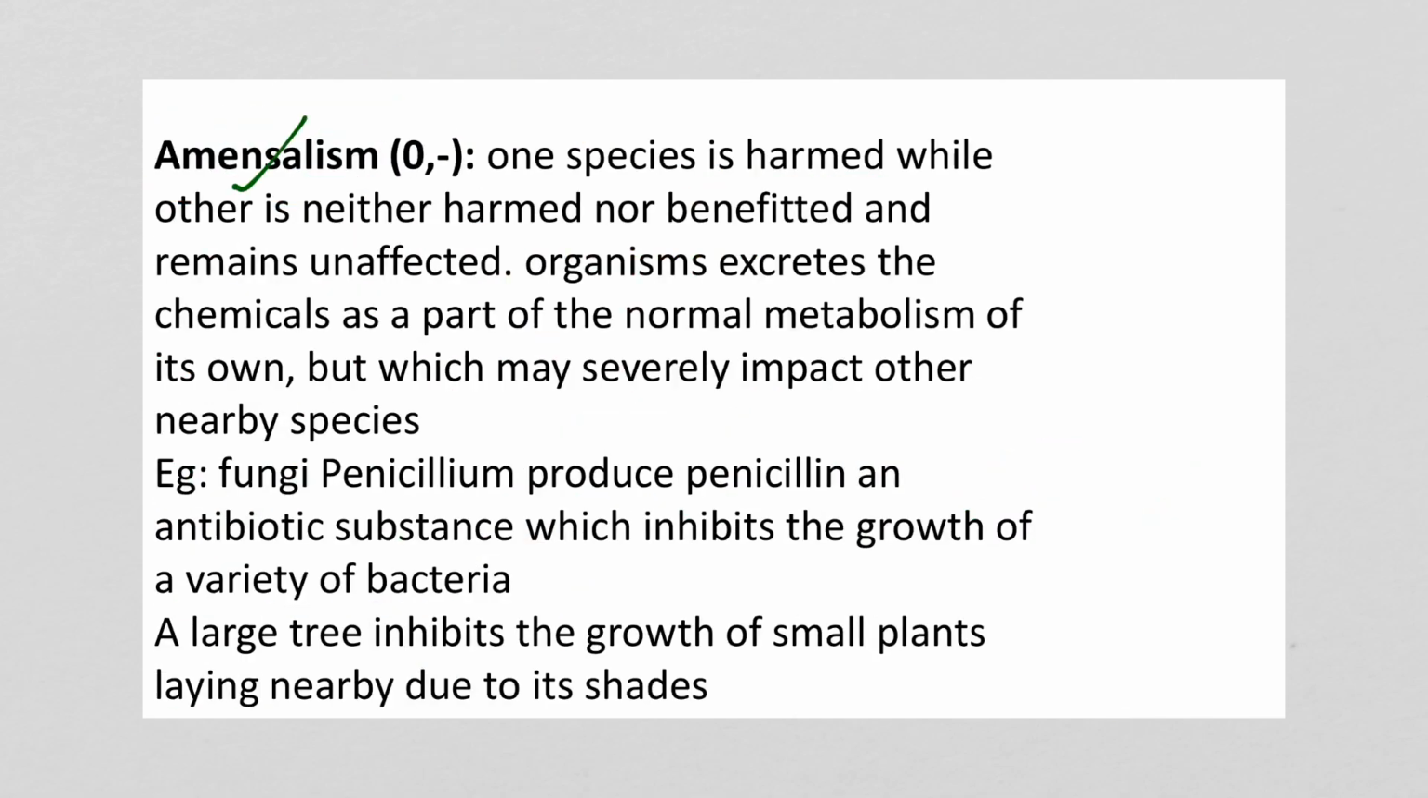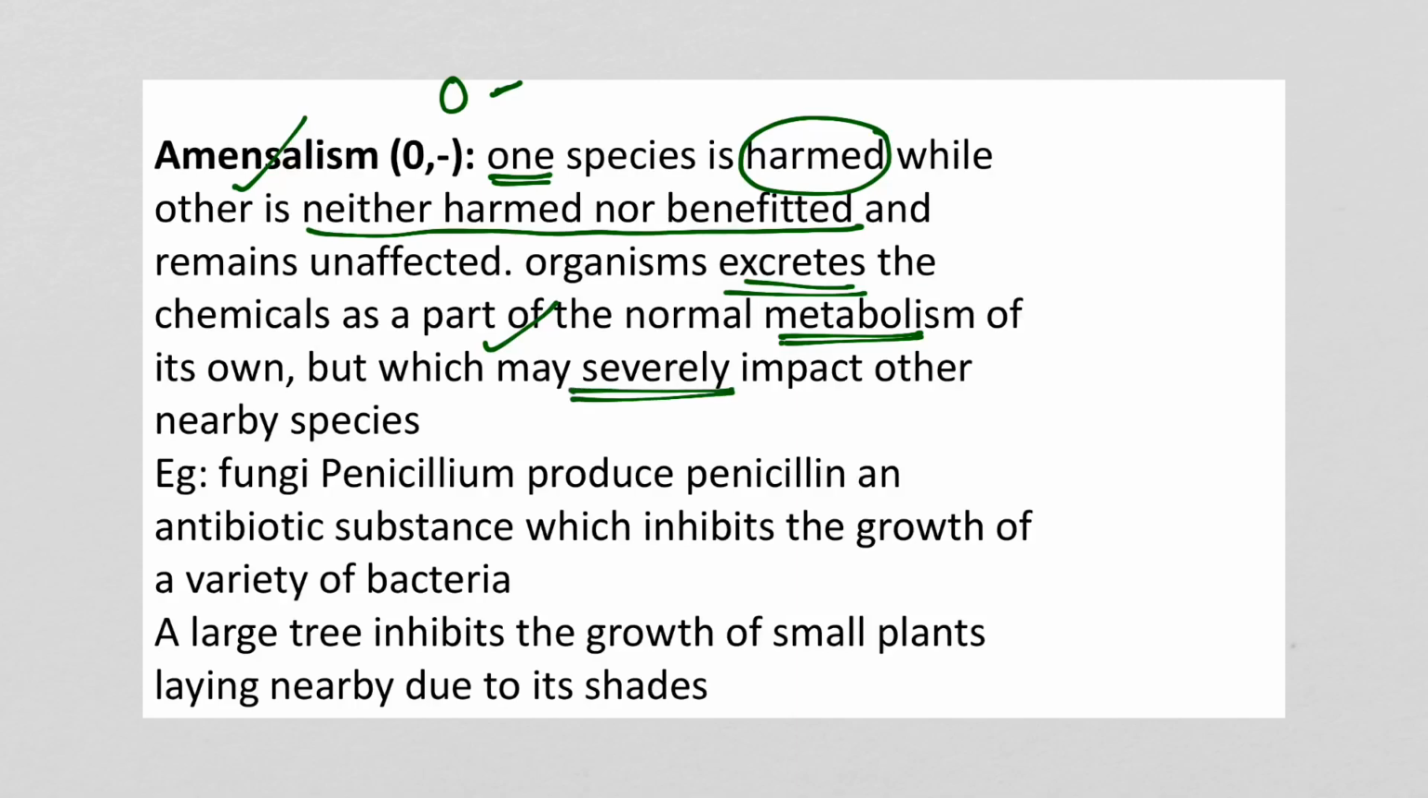Next is amensalism, where one is not affected, another one is negatively affected. So here one species is harmed while the other is neither harmed nor benefited and remains unaffected. So organisms excrete chemicals as a part of their normal metabolism, but which may severely impact other nearby species. So these are some examples. Fungi, penicillium, produce penicillin, an antibiotic substance which inhibits the growth of a variety of bacteria. A large tree inhibits the growth of small plants lying nearby due to its shade. This is a very good example.